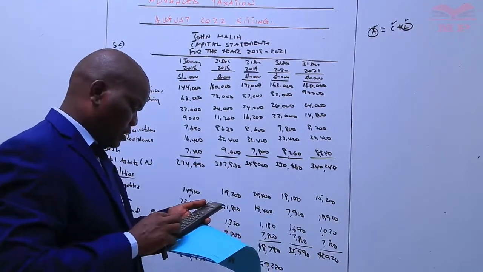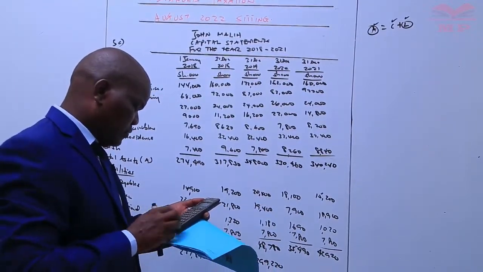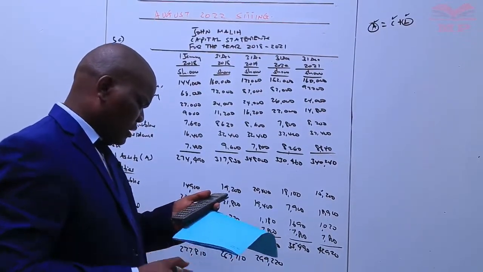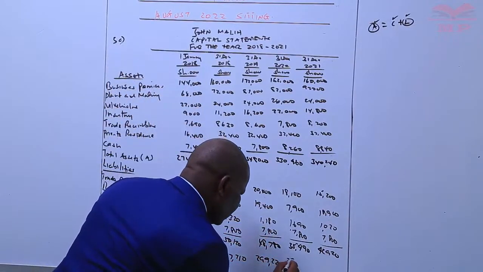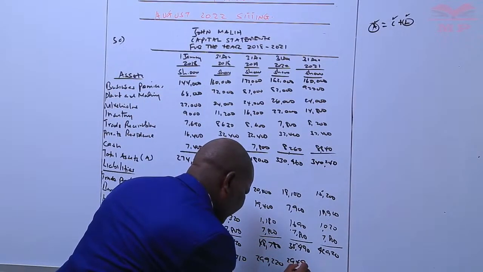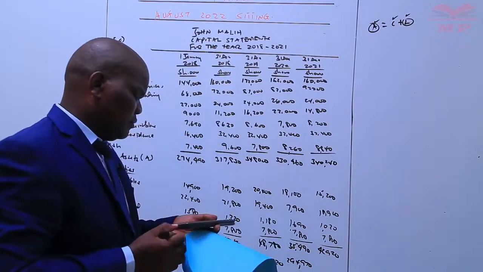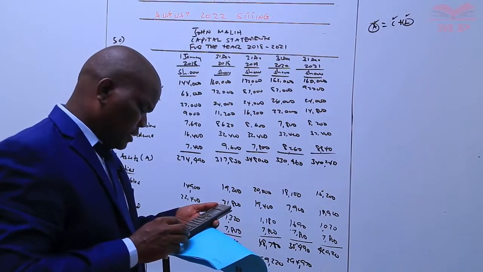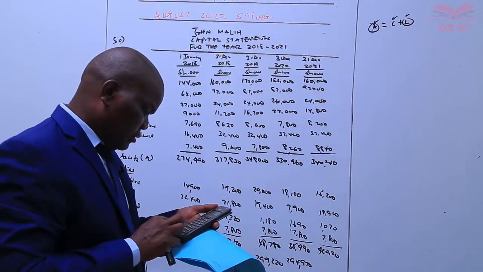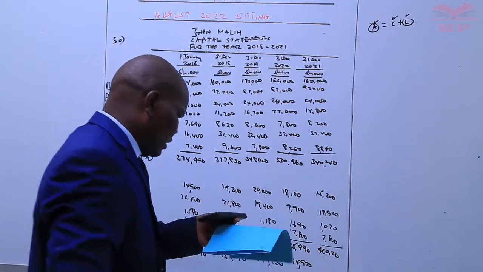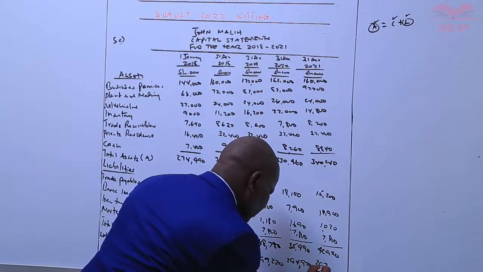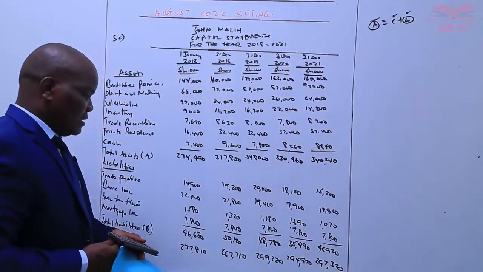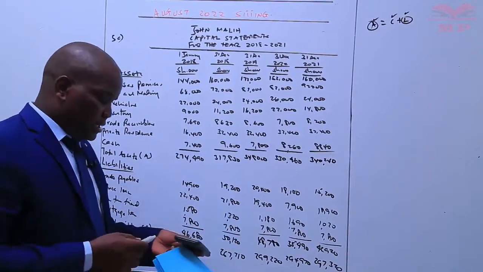Next, 330,460 less 35,490. I get 294,970. And lastly, 340,240 less 42,920. 297,320. The next step now is to get what we call change in net worth.